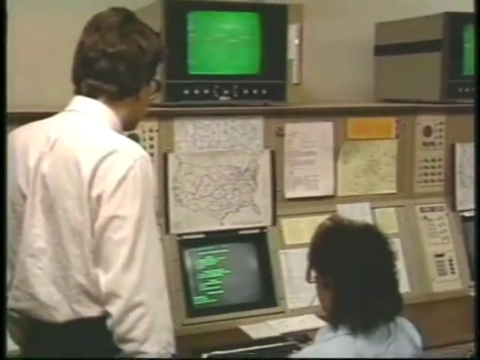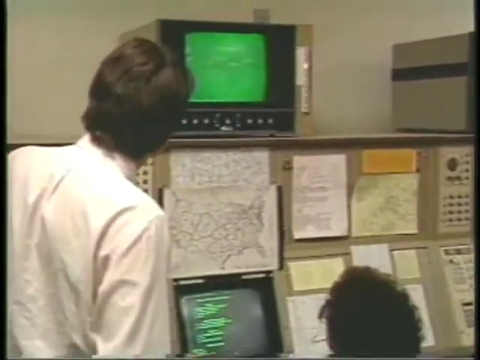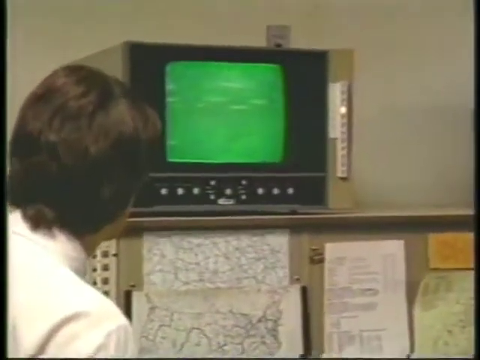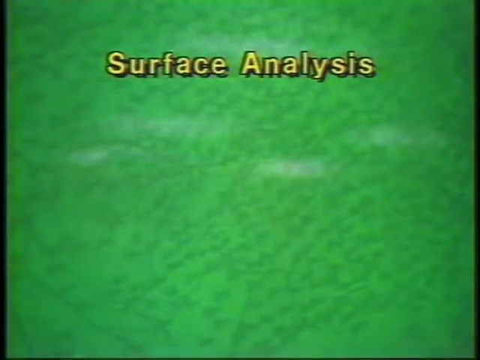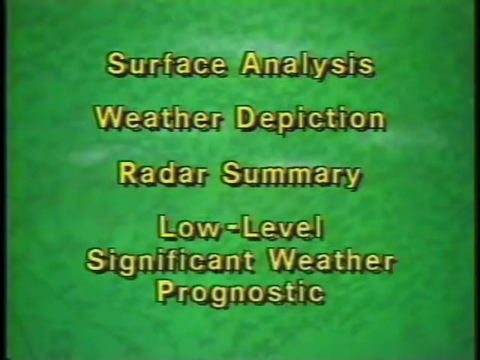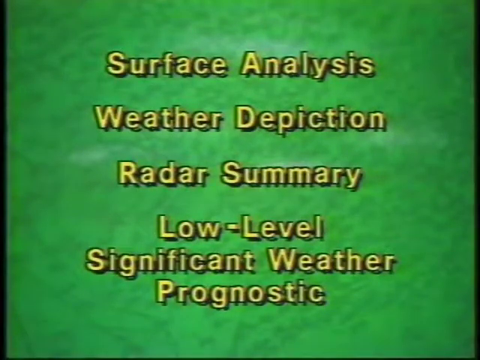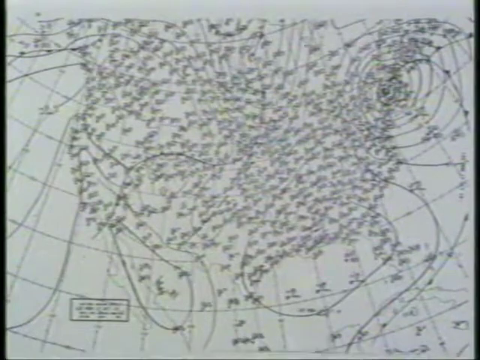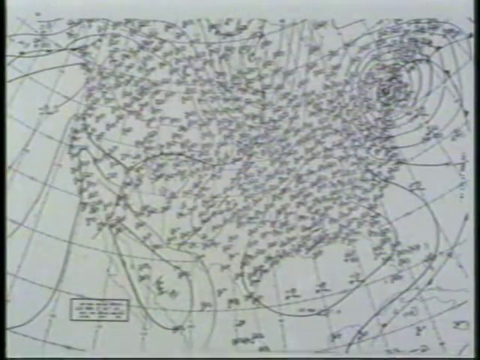In addition to the printed reports and forecasts disseminated by the National Weather Service, there are also various graphic weather products available for your use. Some of the more common graphic products are the surface analysis, weather depiction, radar summary, and low-level significant weather prognostic charts. These charts are designed to give you the general weather picture over a large geographic region in a glance.